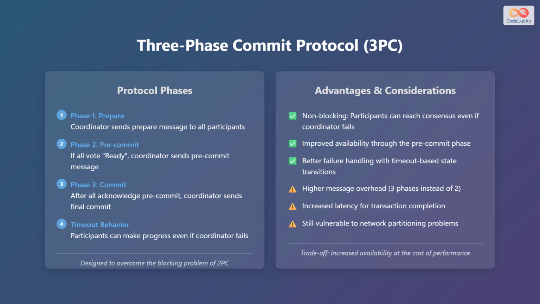Advantages include being non-blocking, so participants can reach consensus even if the coordinator fails. It also has improved availability through the pre-commit phase and better failure handling with timeout-based state transitions. Disadvantages include higher message overhead with 3 phases instead of 2, increased latency for transaction completion, and it is still vulnerable to network partitioning problems. Overall, there is a trade-off as it increases availability at the cost of performance.